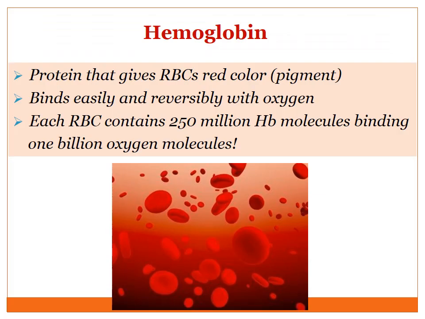We're going to look more closely at the structure of hemoglobin. Remember that this is the protein that will bind oxygen within the red blood cell. It's a pigment, so it gives the red blood cells that red color. It's a structure that will bind very easily and reversibly with oxygen, and each red blood cell will contain approximately 250 million hemoglobin molecules, and each hemoglobin molecule is able to bind 4 oxygen molecules, so we can carry approximately 1 billion oxygen molecules in each red blood cell in the body.